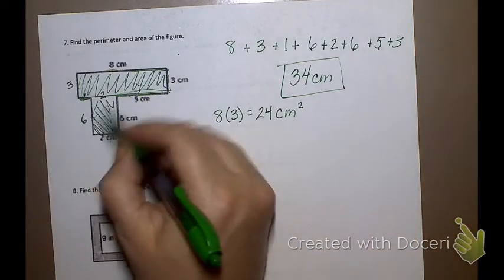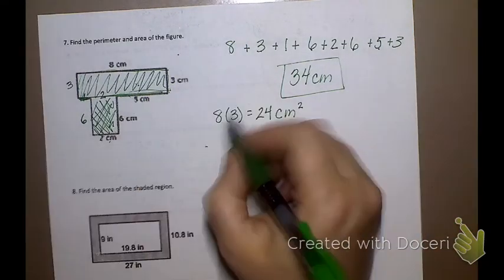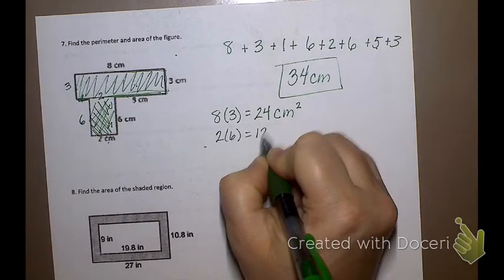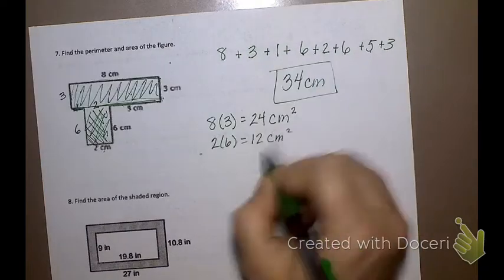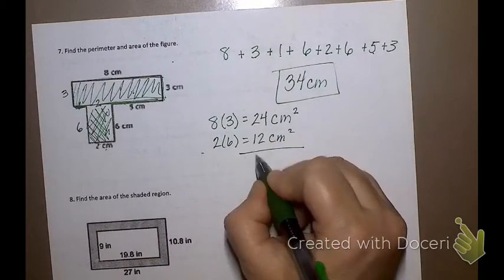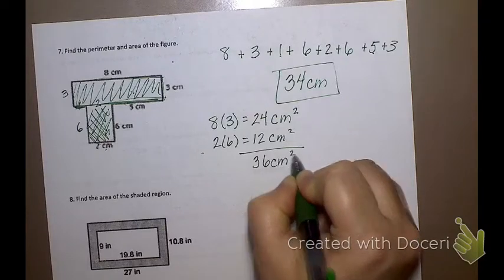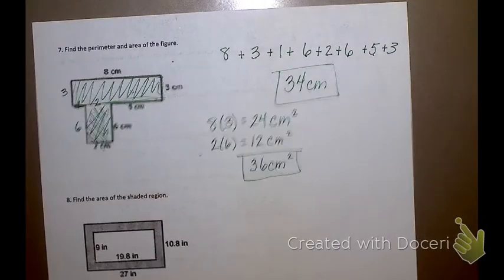How do I find the area of this one? 2 times 6, or 6 times 2, is 12 centimeters squared. So if I add those two rectangles together, what have I got? 36 centimeters squared.